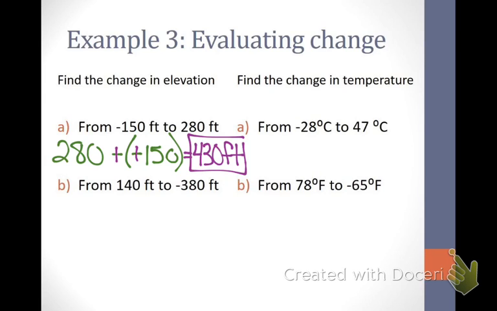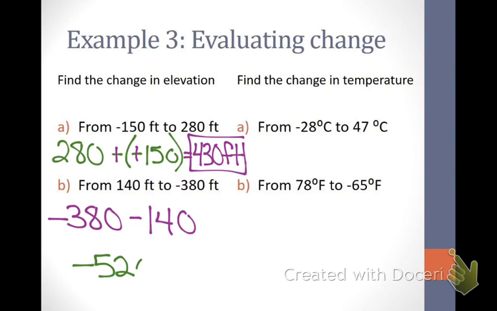All right, what about the next one? From 140 to negative 380. I want you to go ahead and plug these numbers into your formula. All right, so which one is my new amount? Negative 380, and I need to subtract the original. So the original was positive, so I subtract a positive number. Now do I have same sign or different? Same, so what do I do? Add and keep. What's 380 plus 140?